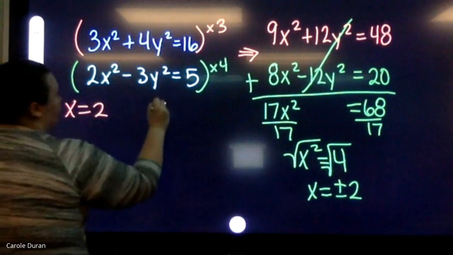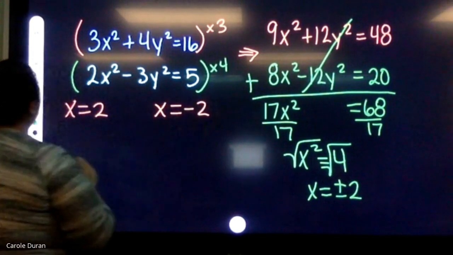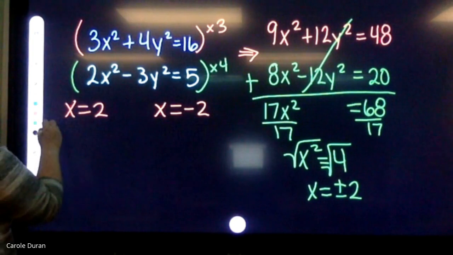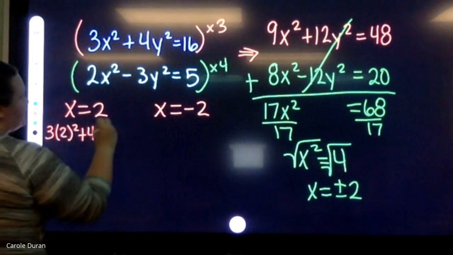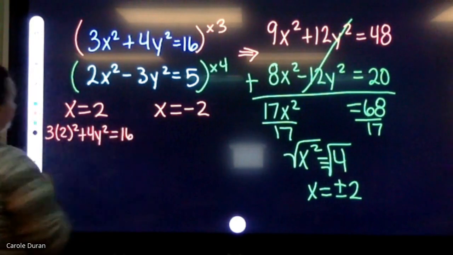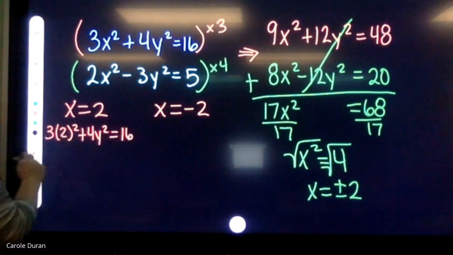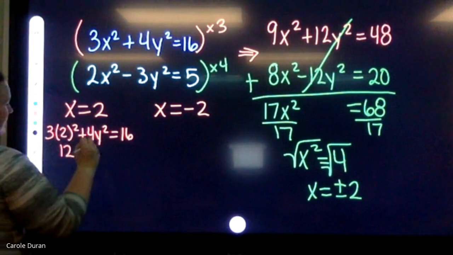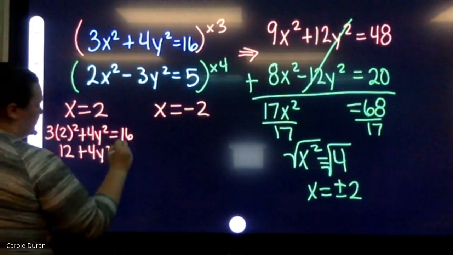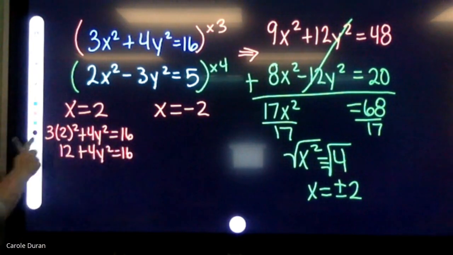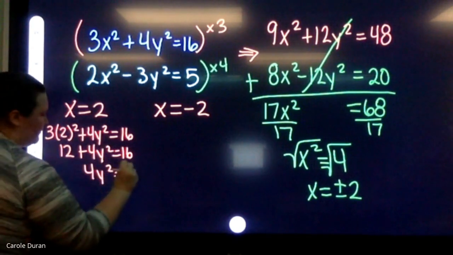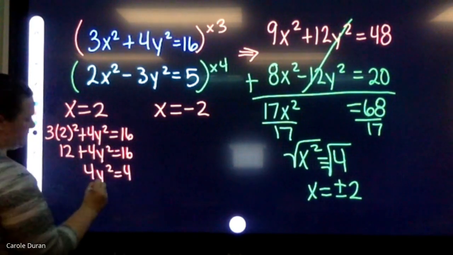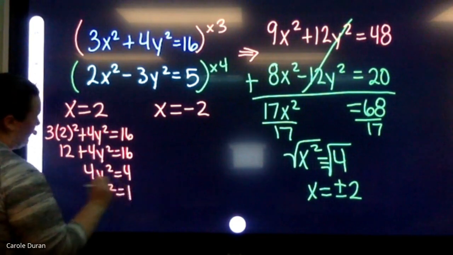So I'm going to plug in 2, and then I'm going to plug in negative 2. We're going to start with 2. When I plug it in, I get 3 times 2 squared plus 4y squared equals 16. 2 squared is 4 times 3 is 12 plus 4y squared equals 16. Subtract the 12 over, I get 4y squared equals 4, which tells me that y squared equals 1.